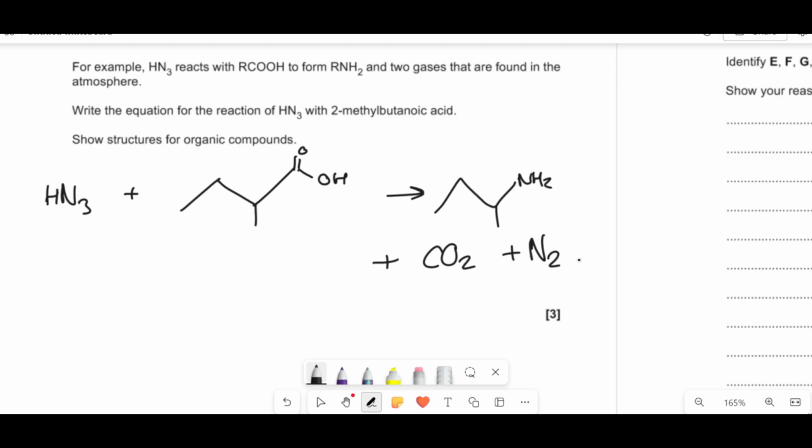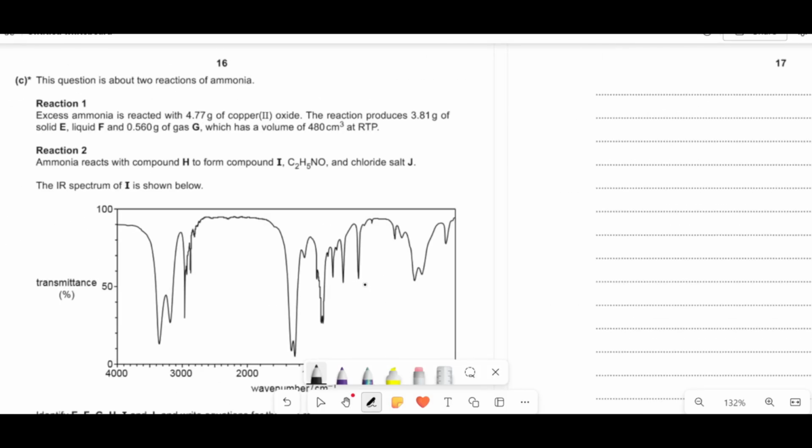There you go. Generally speaking, whenever they say find an equation for this thing, write down what the question's told you is definitely happening, and you can put the gaps in like that after. There you go. So this question's about 2 reactions of ammonia. Reaction 1 says excess ammonia is reacted with 4.77 grams of copper oxide, and this reaction makes this much solid E, liquid F, and 0.560 grams of gas G, which has a volume of this at room temperature. And then reaction 2, ammonia reacts with compound H to make I, which is C2H5NO, and a chloride salt J, and the IR spectrum of I is shown.